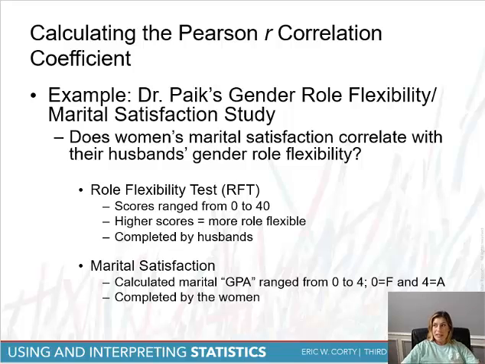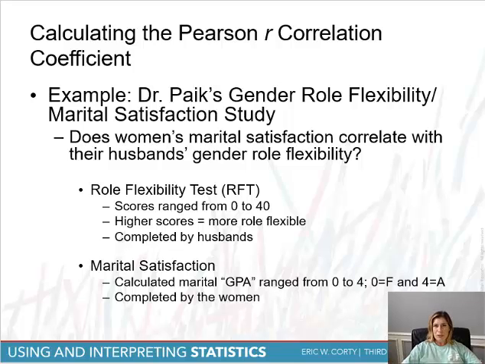Women, on the other hand, may have a job, but it's not as important as the husband's. Their role is more to take care of what's in the house, keeping up with the housework, cleaning, laundry, cooking, kids, things like that. So if a husband is more gender role flexible, it means that that person is more willing to take on the things that women typically do.